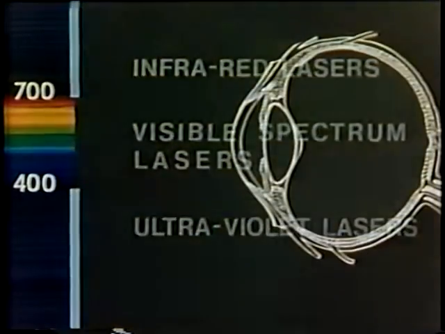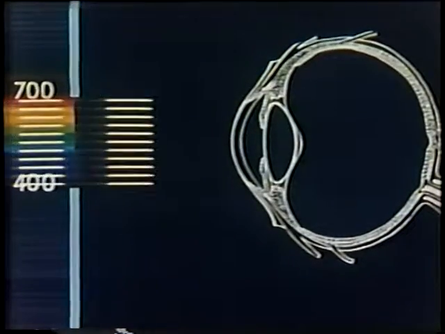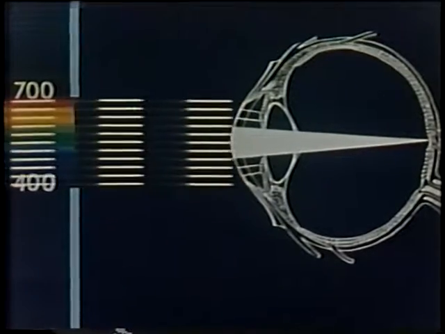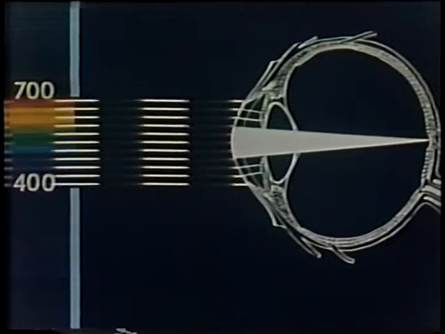Laser radiation falls within a very narrow portion of the electromagnetic spectrum. Various wavelengths cause damage to different parts of the eye. In the visible region, most of the radiation is focused by the lens onto the retina, the usual place of injury. The focusing effect increases the intensity of the radiation on the retina.